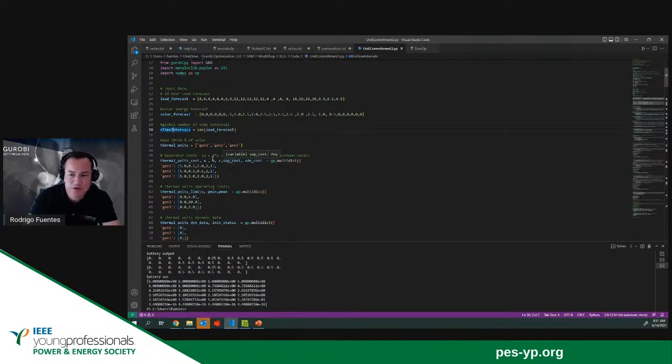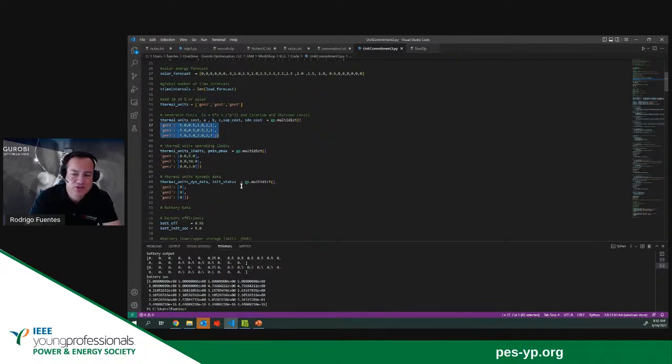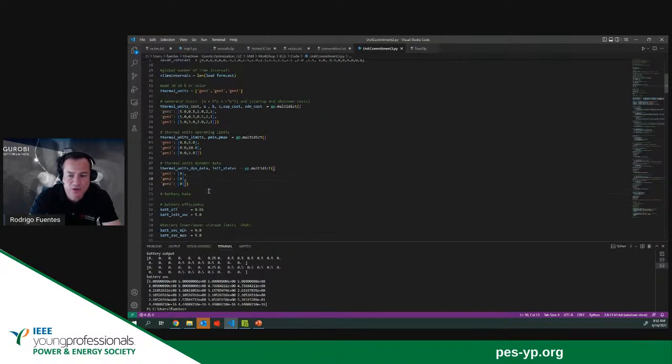And here, let me step back. We're using a quadratic model, so the coefficients we're using, a plus b times p, where p is the power, plus c times p squared, are in this structure. But in the same structure, we can include the startup and shutdown cost, so all the costs are consolidated in this structure. We do the same thing for the operating limits and the same thing for dynamic data. Dynamic data is just the initial status of the units. In this case, we're going to assume that all the units are offline when we start the unit commitment. You could, of course, consolidate all the input data in the same single data structure, but I did it this way so that it's easier to read, to scale, or to experiment with.